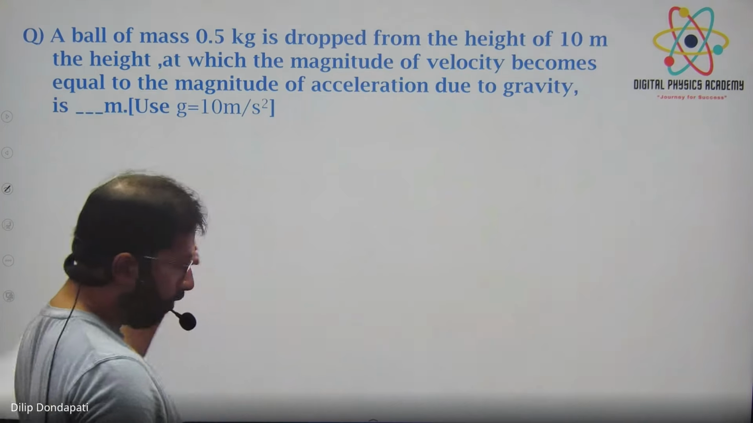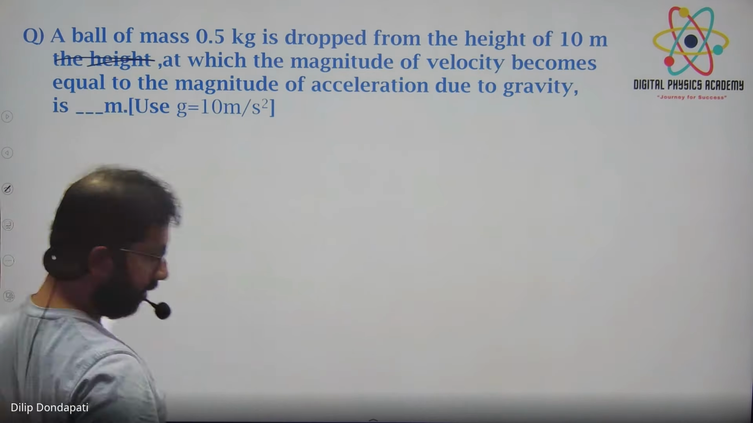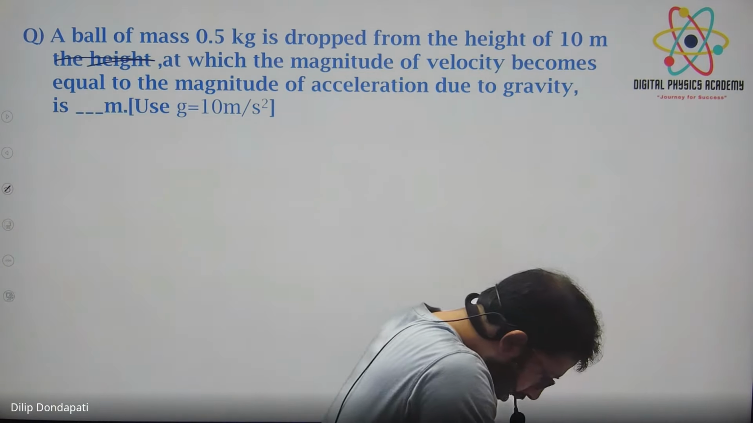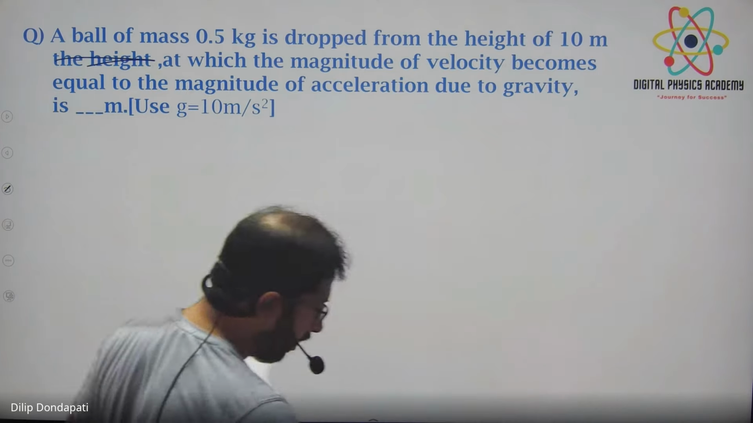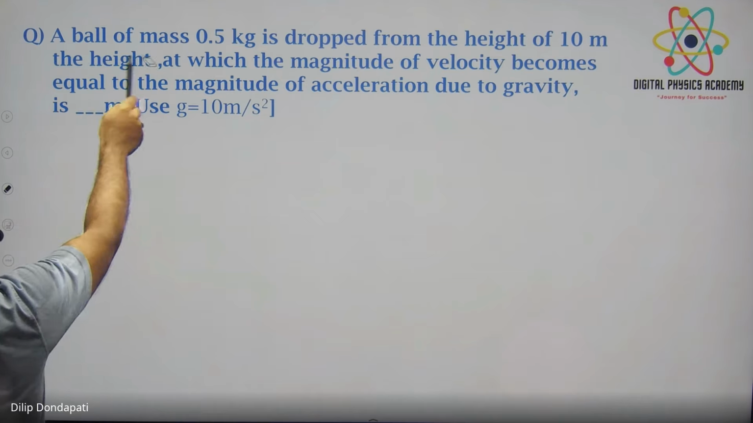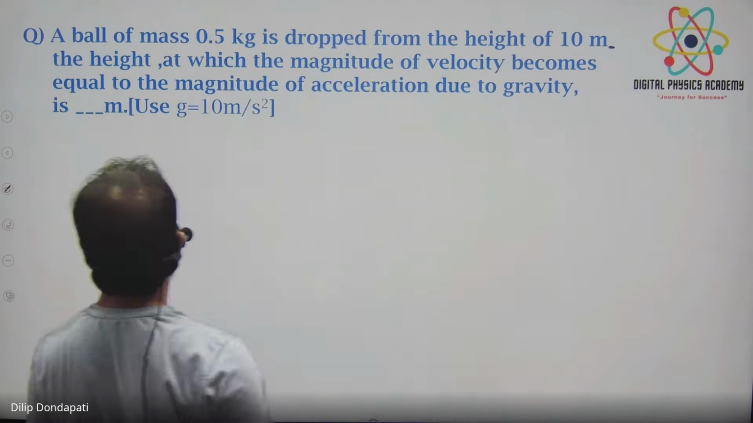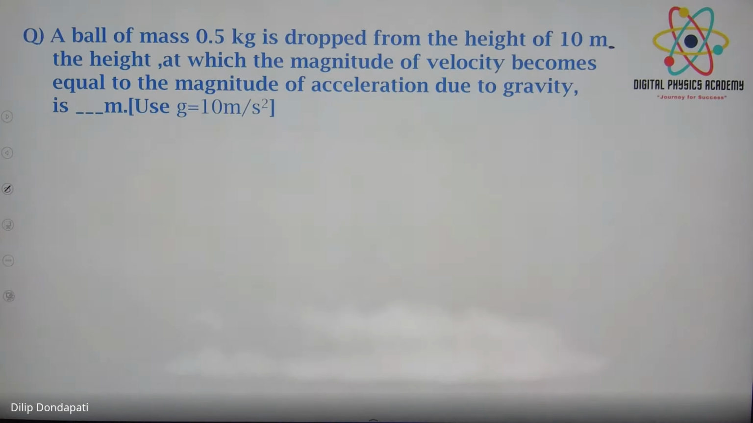The height of 10 meters, from a height of 10 meters. That's it. This is not the question. The height, okay. After 10 meters, comma. The height at which the magnitude of velocity becomes equal to the magnitude of acceleration is.